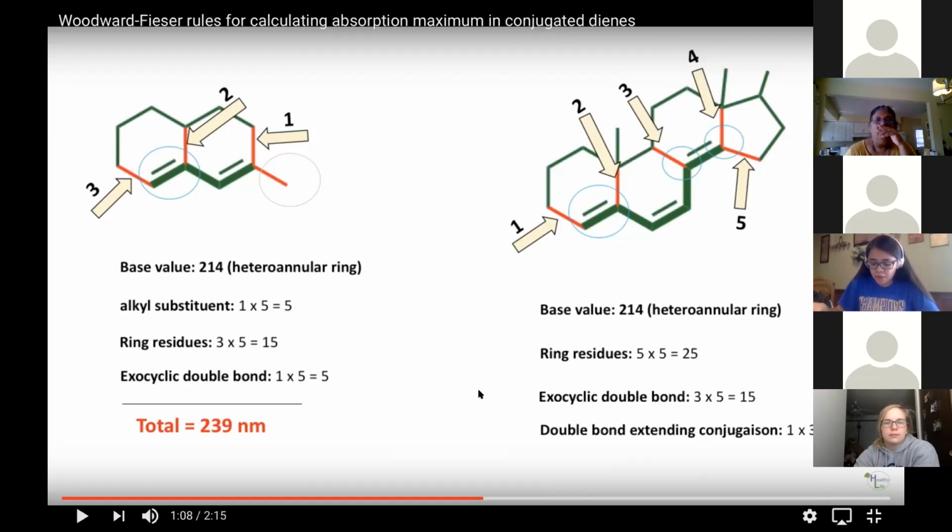I mean, if it's an exocyclic double bond, she should have circled the whole double bond. So according to me, there should be 2. I would think there would be 2, right? Yeah. Okay. So for the time being, we'll assume that there is 2 because that's what it should be. Everybody with me? The exocyclic double bond there, instead of 3 times 5, should be 2 times 5.